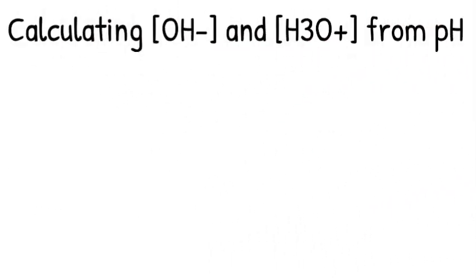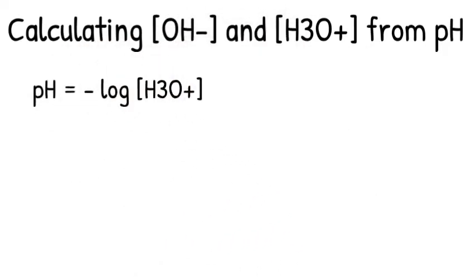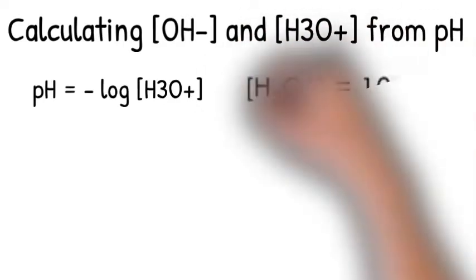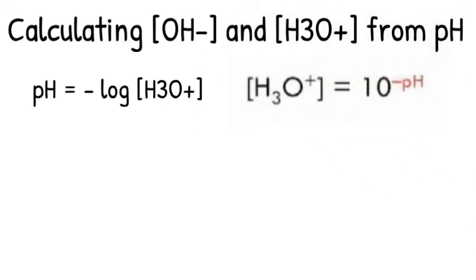The next thing we want to look at is how to calculate if we're given the pH and we're asked for the hydroxide and/or the hydronium. The first thing we need to know is how to invert the equation, pH equals negative log H3O+. The inversion looks like this. The concentration of hydronium equals 10 to the power of the negative pH.